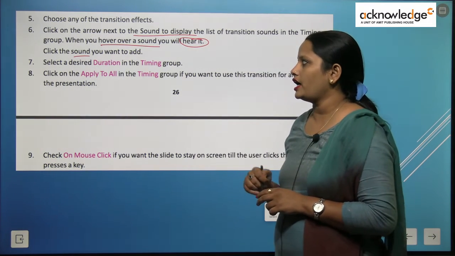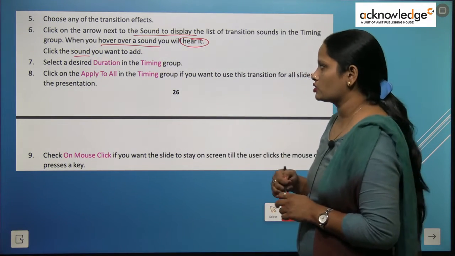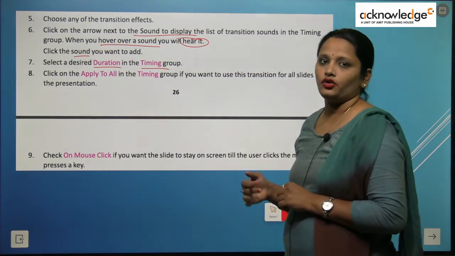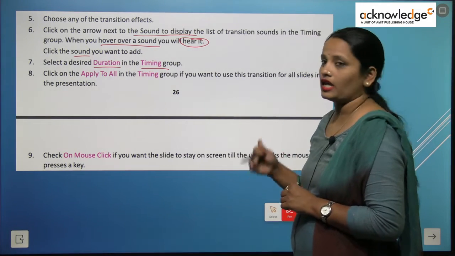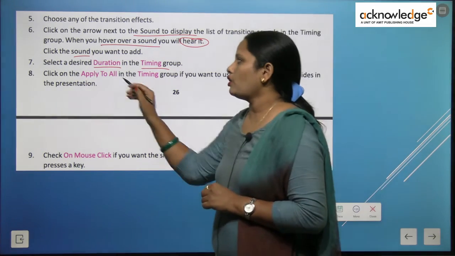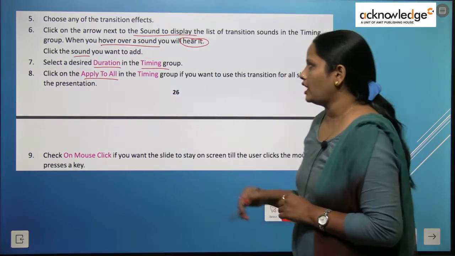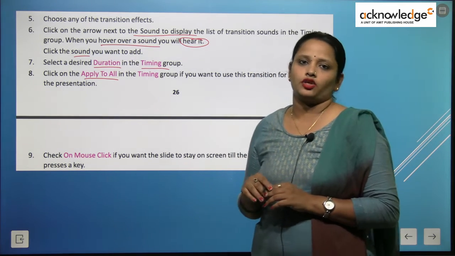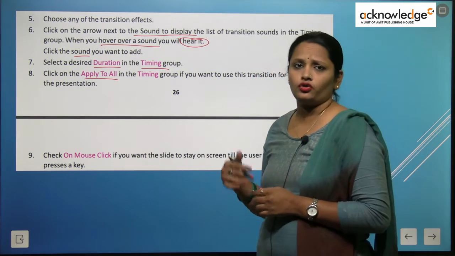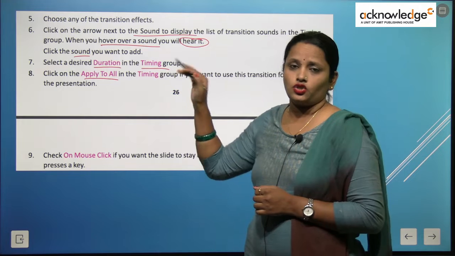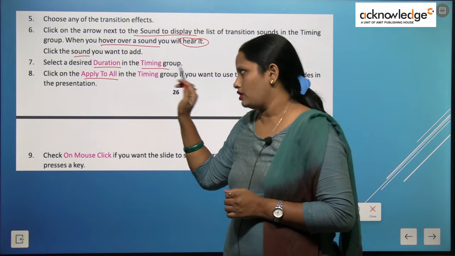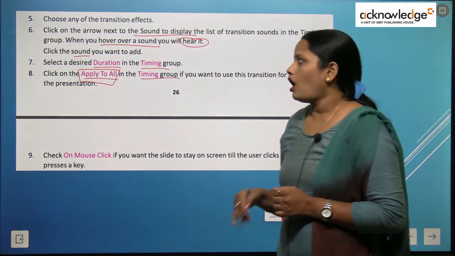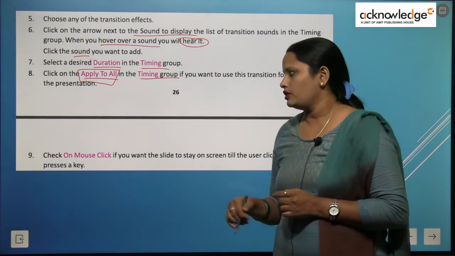Now select the desired duration in the Timing group. We can set the duration for which that sound will be played. Now click on Apply To All in the Timing group if you want to use this transition for all the slides in a presentation. So if we want to apply all these changes to all the slides of a presentation, we have to click on this Apply To All option in the Timing group.